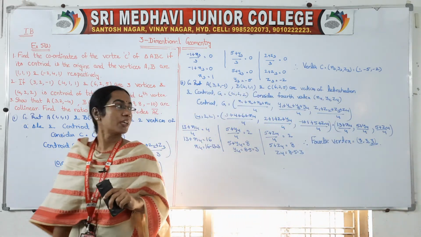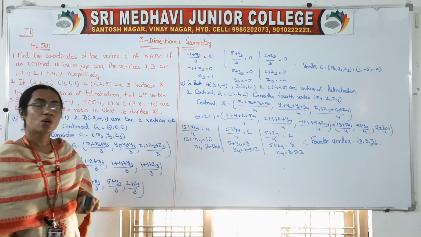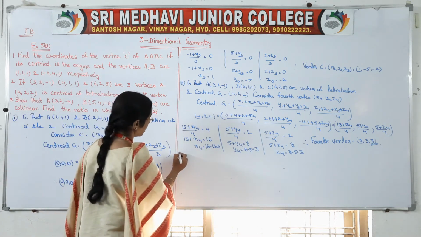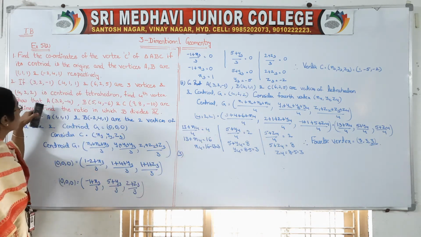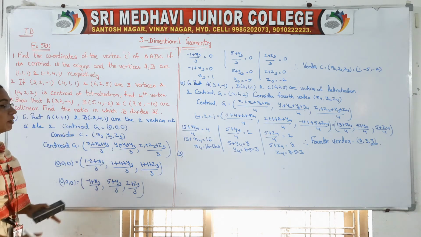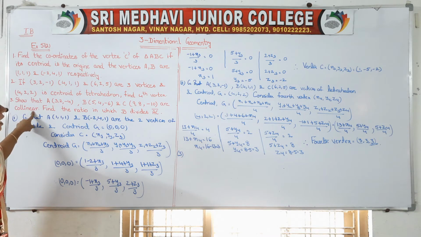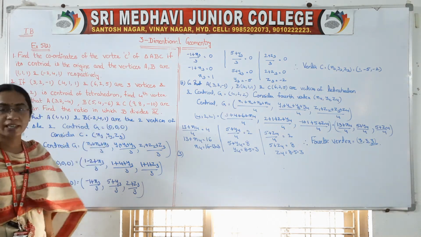Now come to the third question. What is your third question? Observe carefully. Show that A, B, C are collinear. Three points are given to us, and we have to show that they are collinear, and find the ratio in which B divides AC.